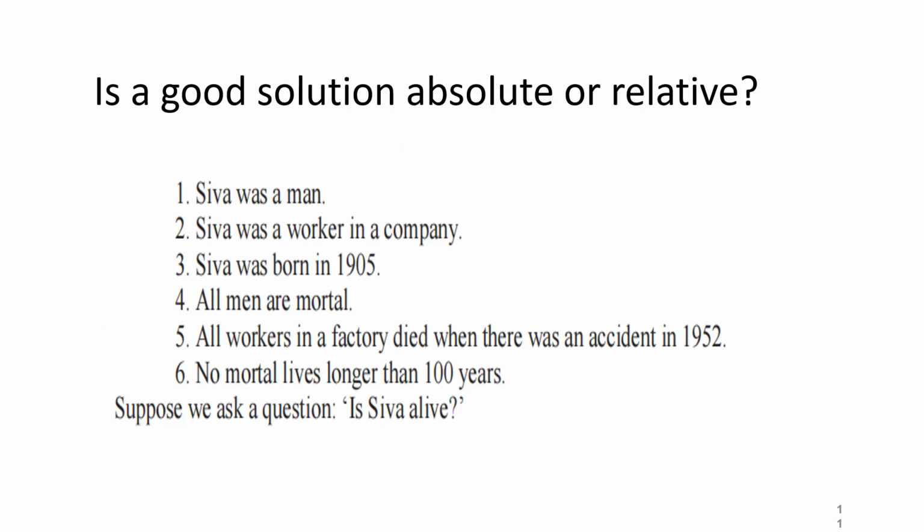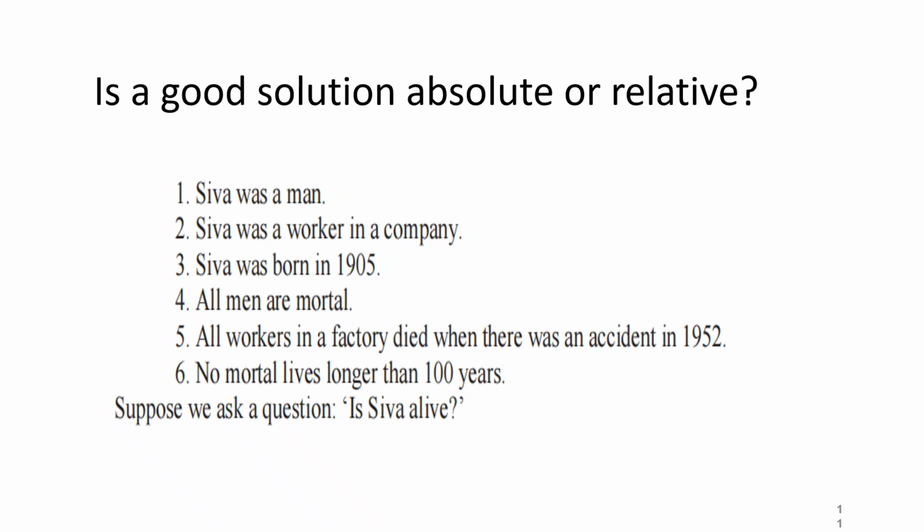The next problem characteristic is: is a good solution absolute or relative? In AI, does a problem have one fixed, absolutely correct answer, or does the quality of the solution depend on available knowledge, assumptions, or context? So here we will see one example.